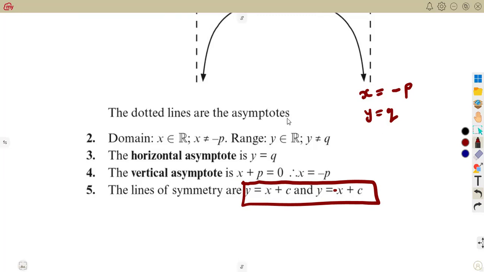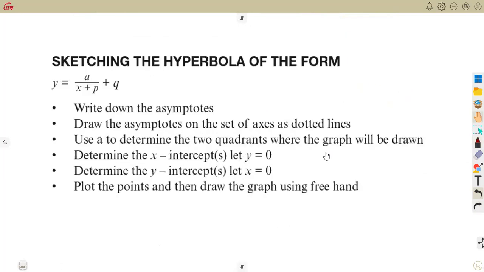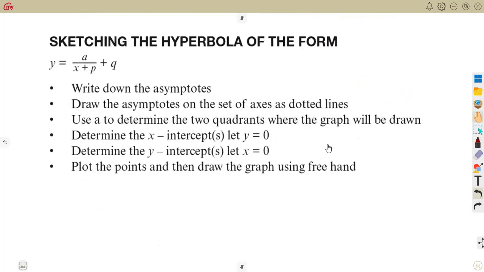So questions can be on how to sketch or how to draw this hyperbola in this format or in the form of y is equal to a into x over x minus p plus q. Like I explained, it can be like this depending on your textbook. One, you are going to need the asymptotes. Determine the asymptotes. Remember, x is equal to p, y is equal to q. Here, x is equal to minus p, y is equal to q.